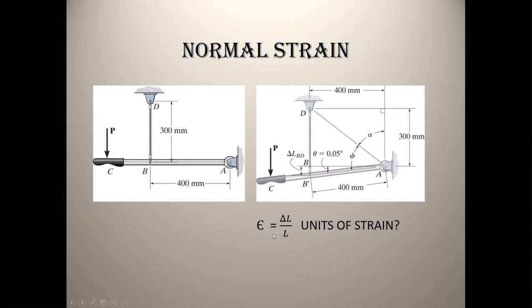So epsilon is defined as delta L over L. So delta L is so much, original length is so much, that is how you define epsilon. And again, units of strain in this case would be millimeters over millimeter. That's how you define it. The final length minus the original length divided by the original length. Please remember it like this.